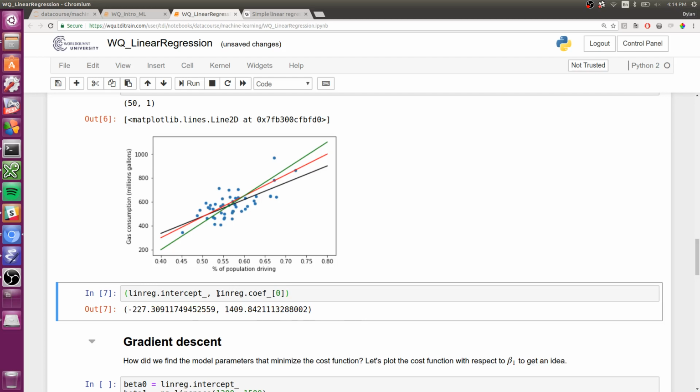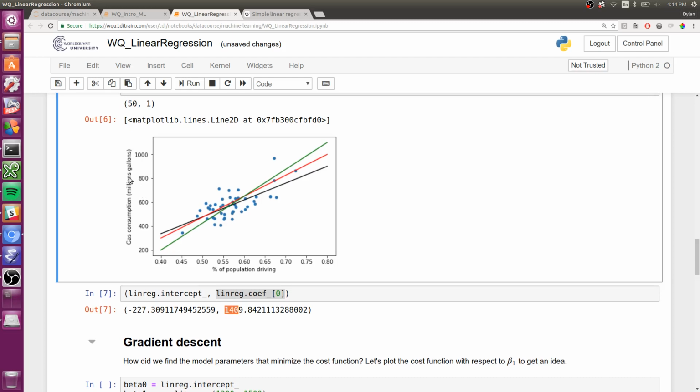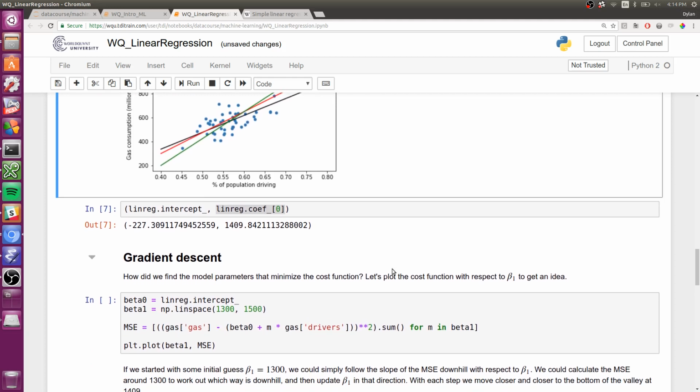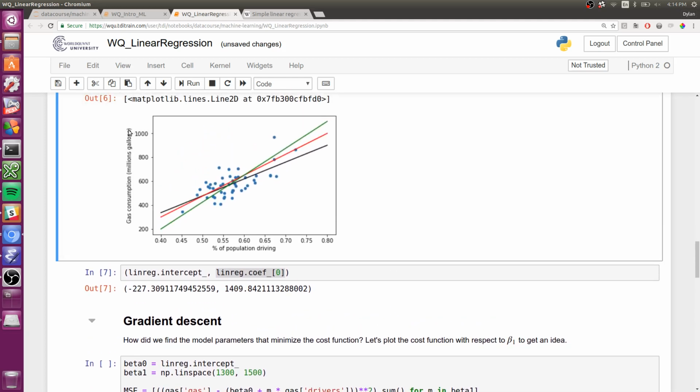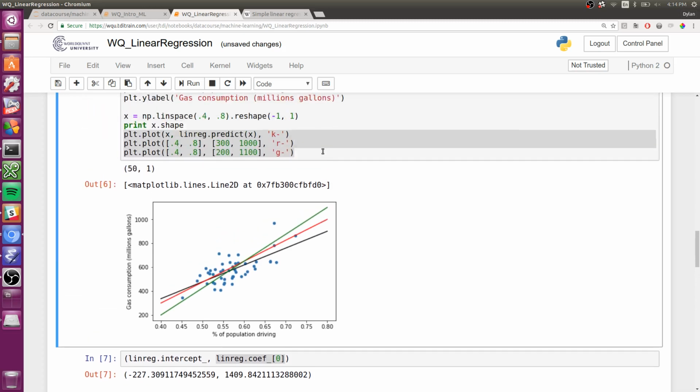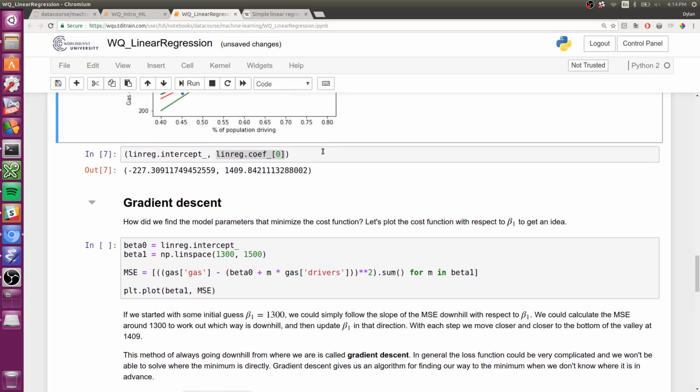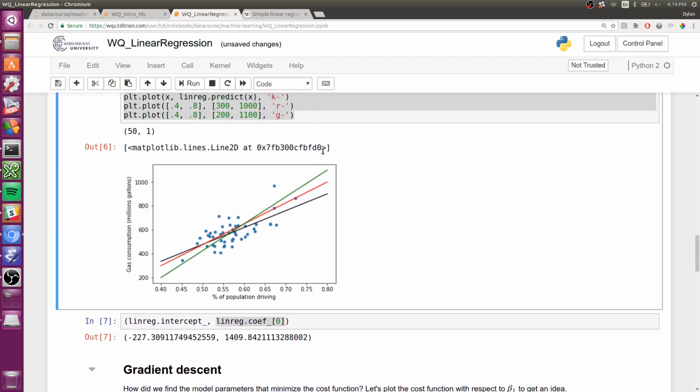So for every, say, 10% increase in the percent of population in the region that's driving, we would expend an extra 140.9 million gallons of gasoline per year in that region. This must also be per capita or something. There must be a scaling here by population size.